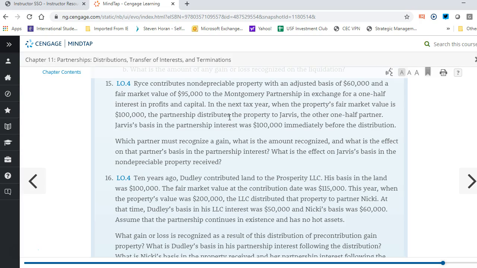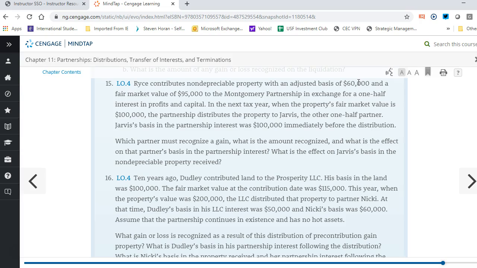So it's a rule the IRS put in place to prevent people from avoiding capital gains by contributing property to a partnership and having the partnership sell it to the other person that you would have just sold it to. So that's the key issue behind number 15. So Rice, you can see here, has a capital gain of 35, and the situation is that Rice must recognize that $35,000 pre-contribution gain. That's going to go on his tax return.